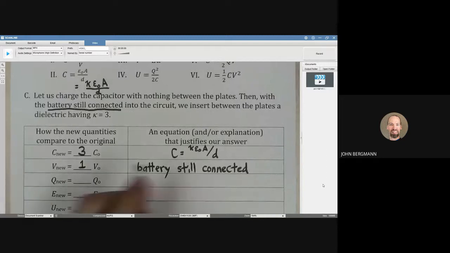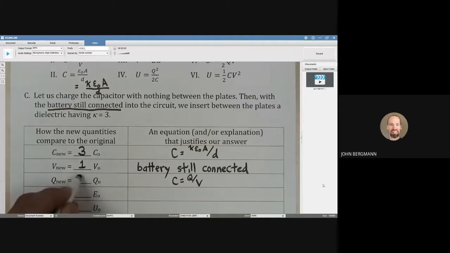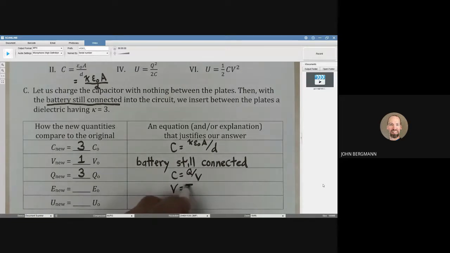Based on the definition of capacitance, what do we have now? The capacitance has gone up by a factor of 3. The voltage has stayed the same. That means that 3 times as much charge is now on the plates. When we put that dielectric in there, more charge moves onto the plates in a little bit of time there.